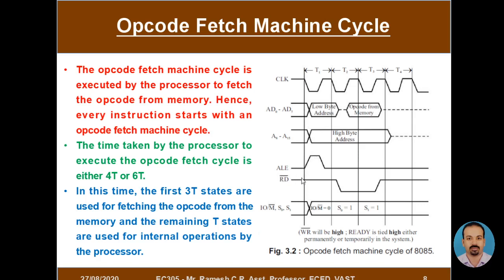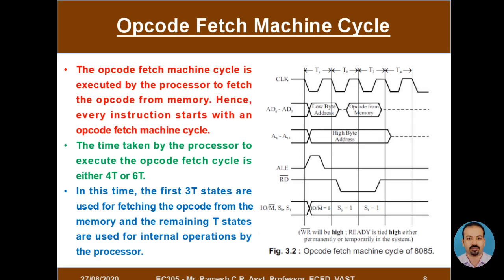The read signal is in the high state by default, because whenever we need to enable the read signal, we need to place a low value. Now we are not enabling it, so we are placing RD bar as high itself. And since this opcode fetch operation has to be performed by reading the instructions from the memory, you will be placing the IO bar M bar signal as low, equal to 0.